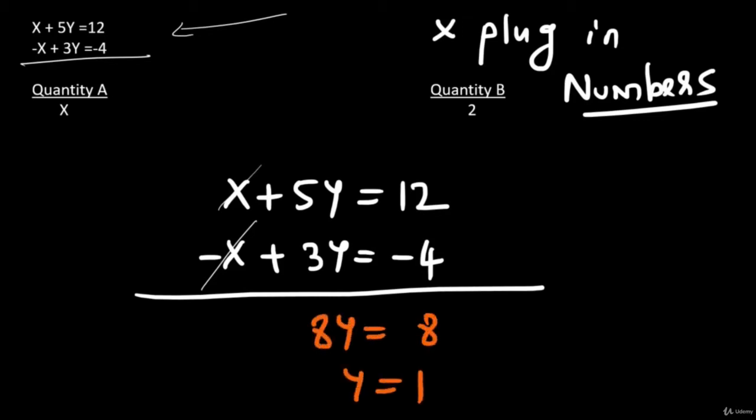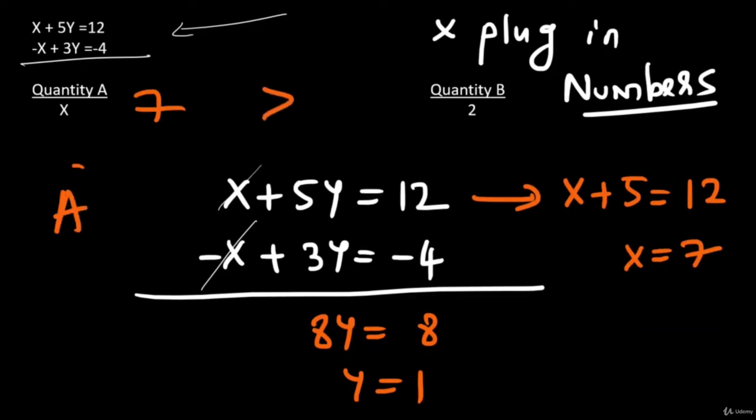Therefore y is equal to 1. Now plug in this value into this equation over here. So you get x plus 5 is equal to 12, or x is equal to 7. So quantity A is 7 and quantity B is 2. Therefore the correct answer to this question is option A.